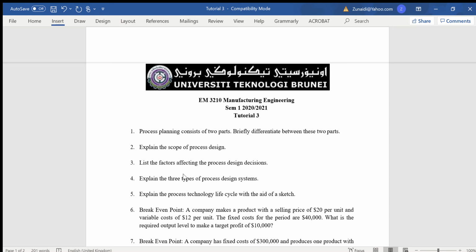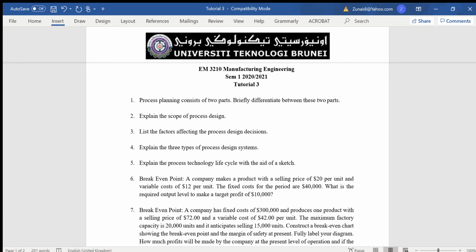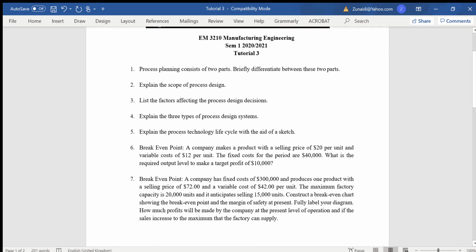Okay, we continue for the manufacturing cost just now. So I will show you how to calculate manufacturing cost using this tutorial 3. Actually, this tutorial was already done in the tutorial time, so I will explain this one. We already learned about the break-even point.